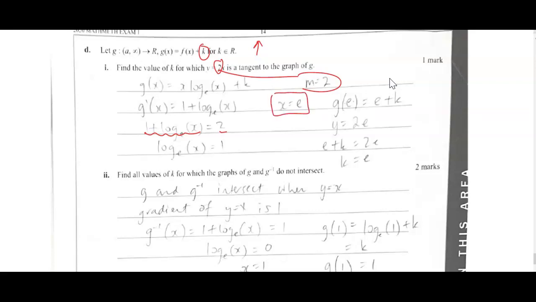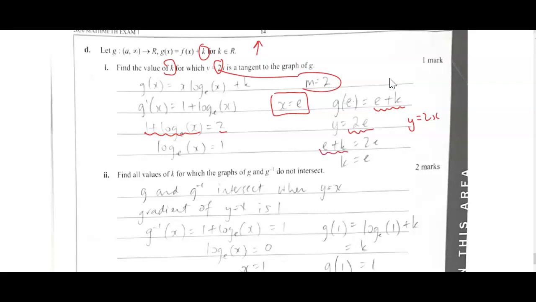All right, so we do need to find the value of k. So we're not finding the value of x, we're finding k. So I've got to substitute e back into g of x. So I've got g of e equals e plus k. So this is basically y. And in our equation, we've got y equals 2x. So there's our other y when x equals e.